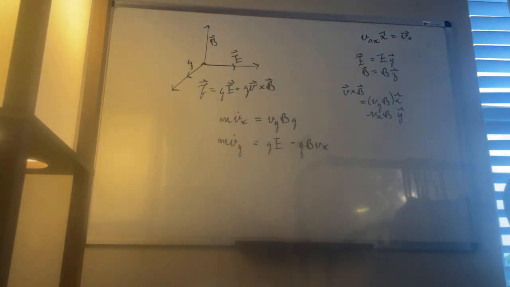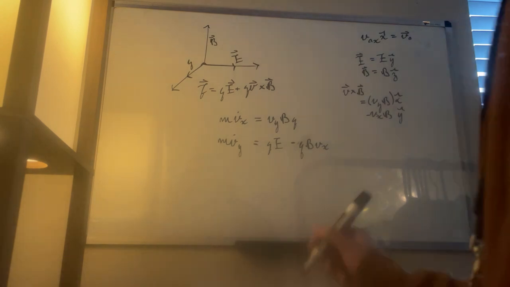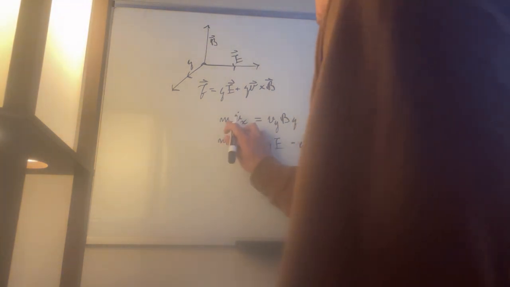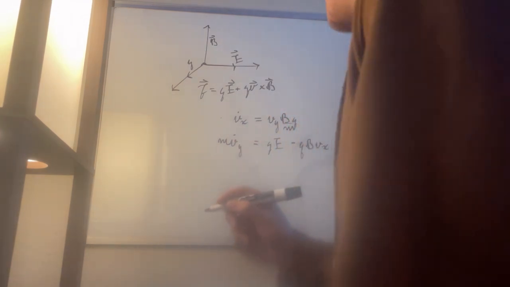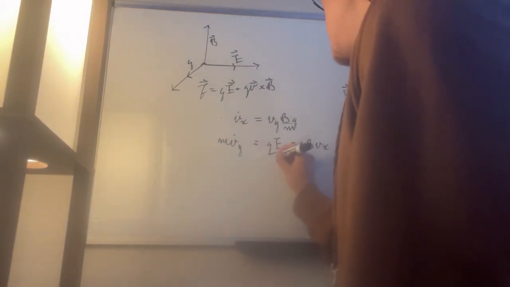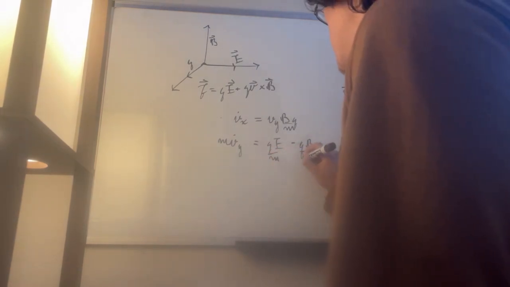What I'm going to do is divide both sides by the mass, so that the derivative of the velocity in the x hat direction is just going to be BQ over M times Vy, and then this is going to be QE over M.